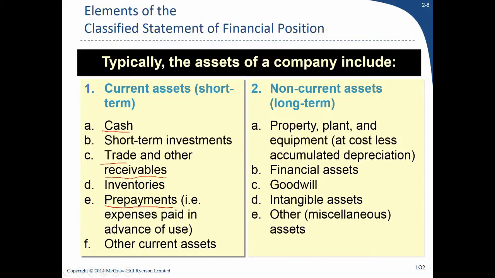Expenses paid in advance of use. If you pay your rent for the year on January 1st for the entire year, you don't recognize the expense up front because you have the right to live in that space for a year. Every month that passes is when you sort of realize that expense, right? And we're going to get into more examples of this.